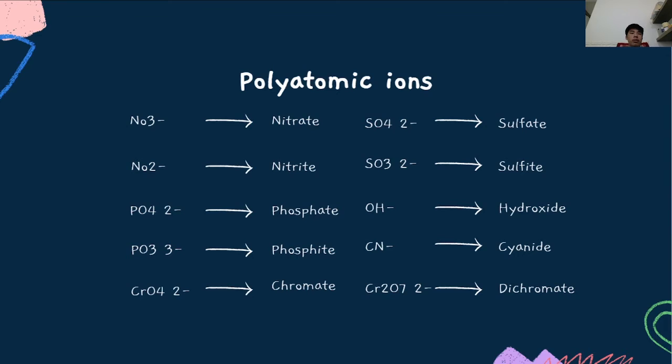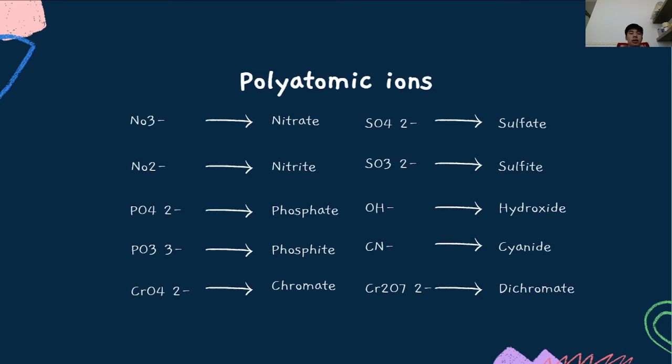Here are a few of them. NO3- is called a nitrate. NO2- is called a nitrite, with 1 less oxygen. -ate has 1 more oxygen than -ite. PO4 3- is known as phosphate.